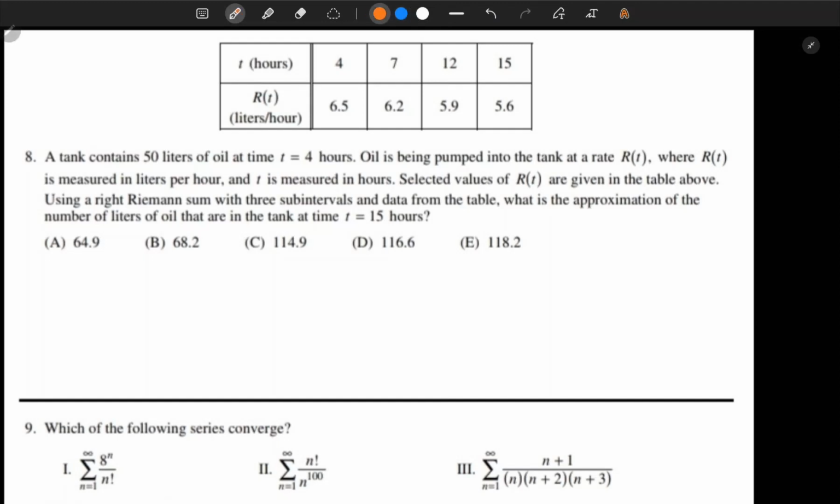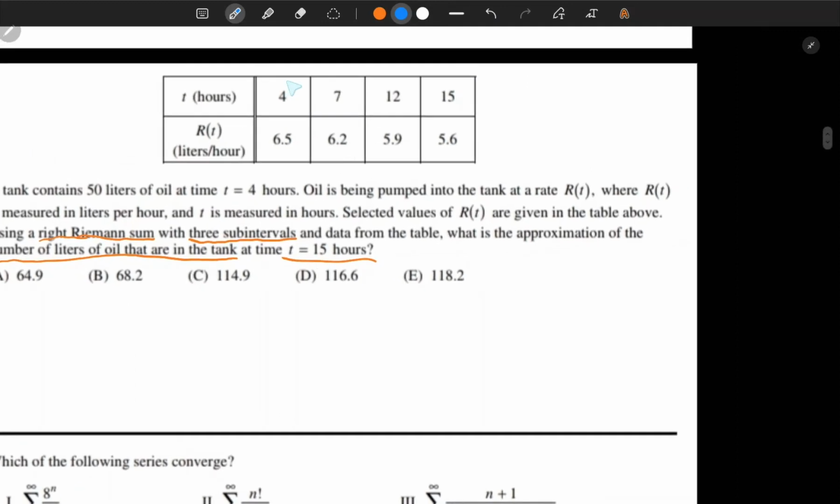So, underlining the important statements here, we're using 3 subintervals for a right-Riemann sum, and we're approximating the number of liters of oil that are in the tank. Not just the number of liters that are let into the tank, but the total number of liters of oil in the tank at t is equal to 15 hours. So, using a right-Riemann sum, we wish to use one that has 3 subintervals. To start, we have this table here.